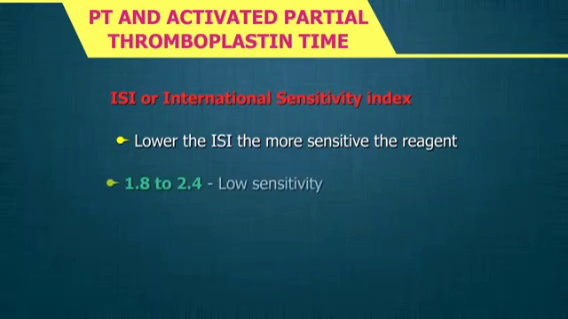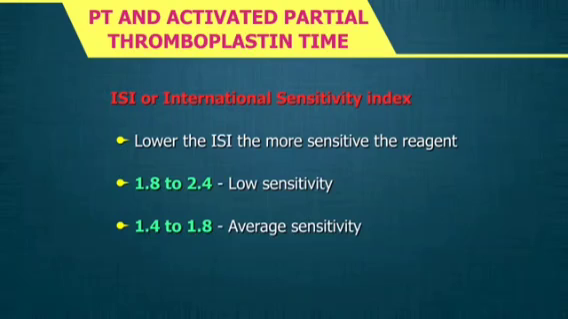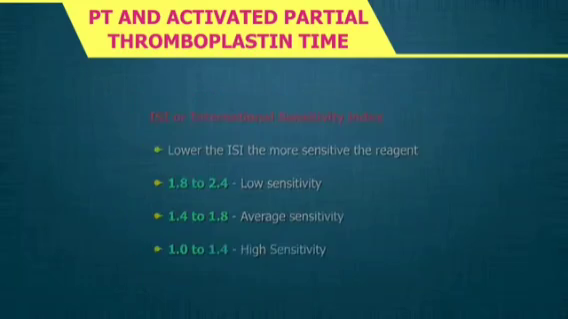ISI value of 1.8 to 2.4 has low sensitivity. ISI value of 1.4 to 1.8 will have average sensitivity. An ISI of 1.0 to 1.4 will have high sensitivity.